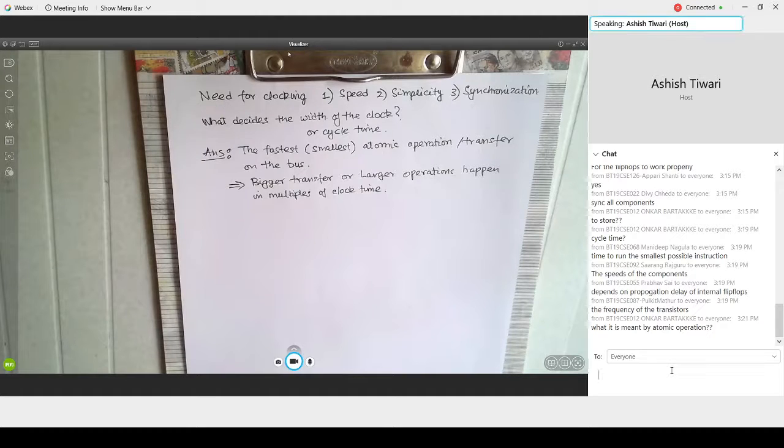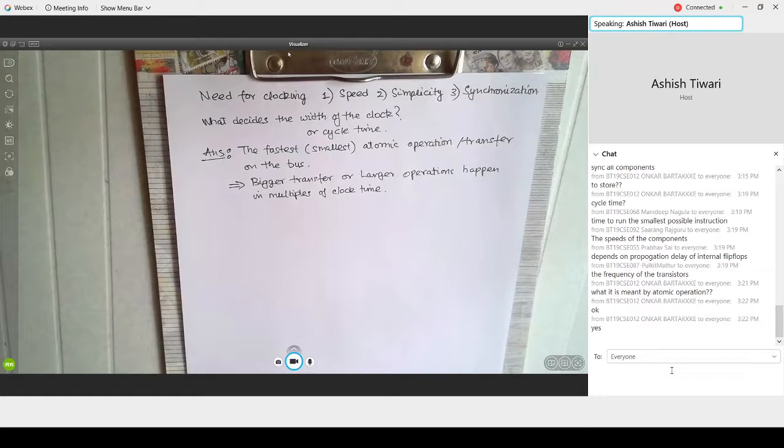Okay, what is meant by an atomic operation? An atomic operation means an indivisible operation. So either it completes or it doesn't complete. So for example, if you are trying to, so atomic means an indivisible operation. Either it happens or it doesn't happen. Is it fine?